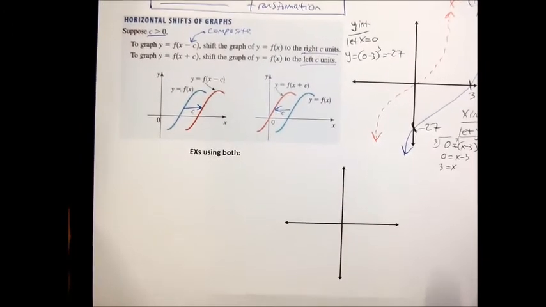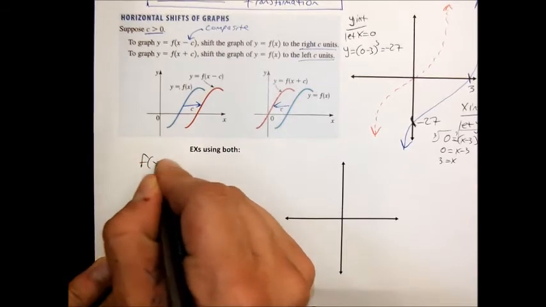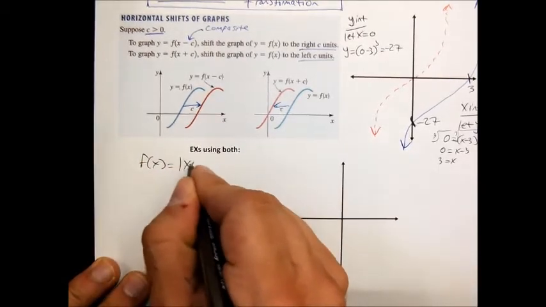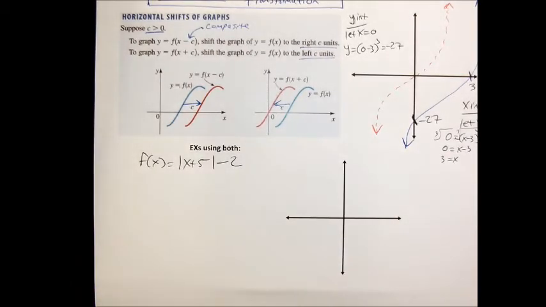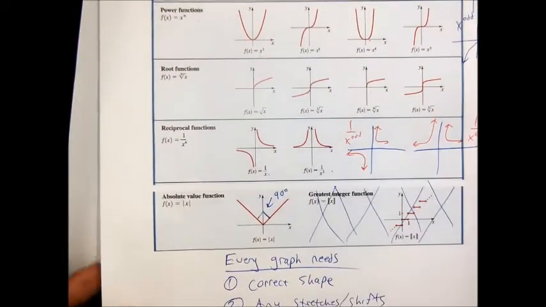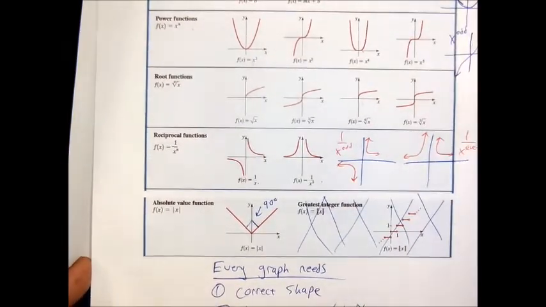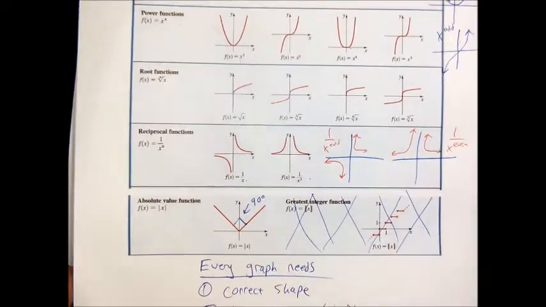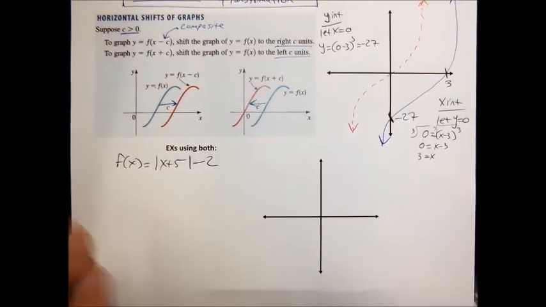So I want to do an example that uses both of these things. So let's graph the following: f of x equals absolute value of x plus 5 minus 2. So this first page, this reference page of all these graphs is important, right? Because we need to know the shape that we're moving around. We start with one of these shapes, and then we shift it around up and down, left and right. We'll flip it, we'll stretch it, etc. So what base function are we using? What are we going to shift around?